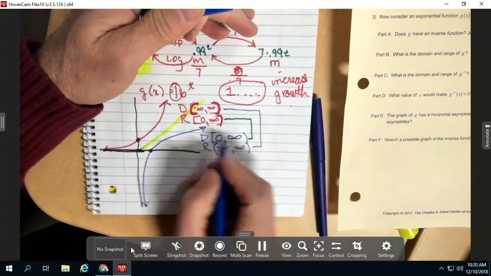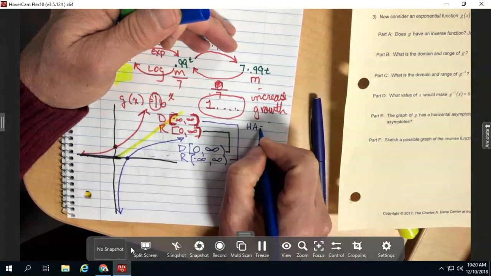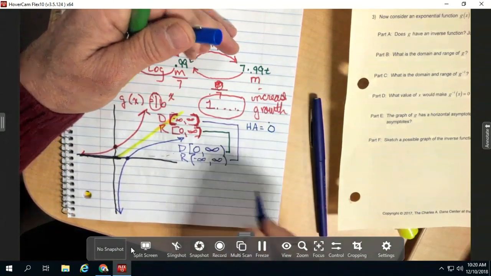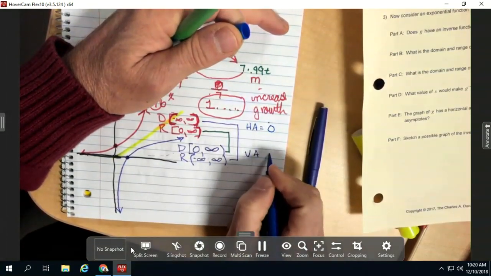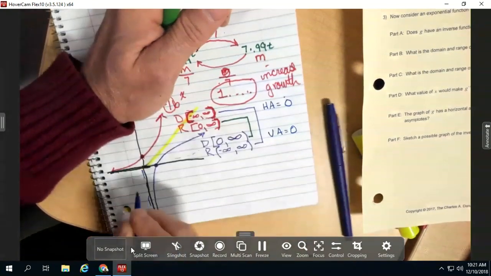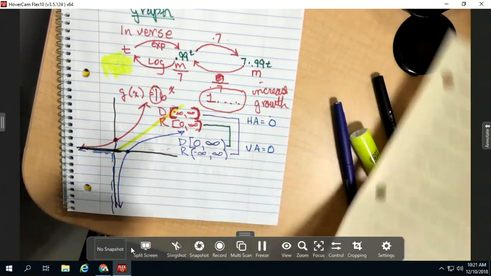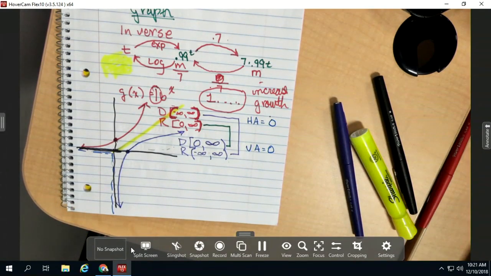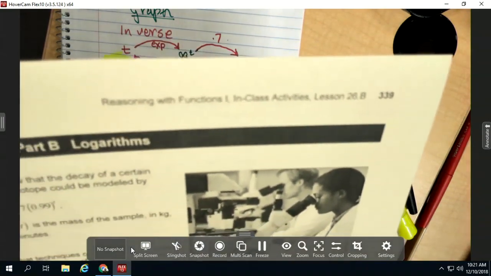Asymptotes. We'll agree that this one has a horizontal asymptote at 0. This one has a vertical asymptote at 0, right? Here's our vertical asymptote. Here's our horizontal asymptote. So we sketch the graph of the inverse function. Page 339.